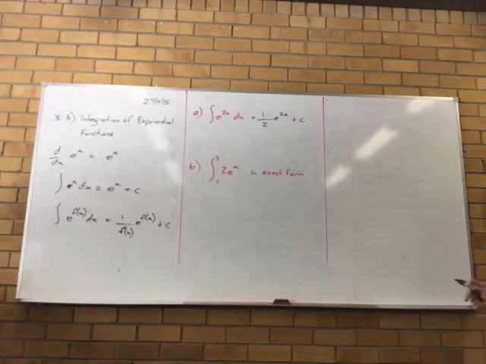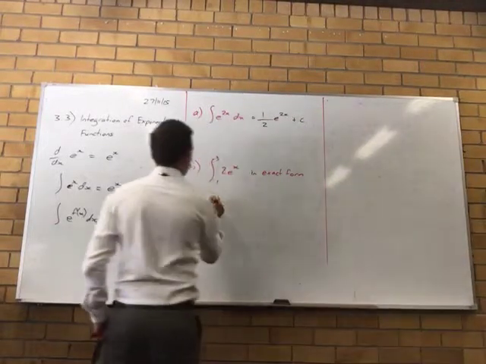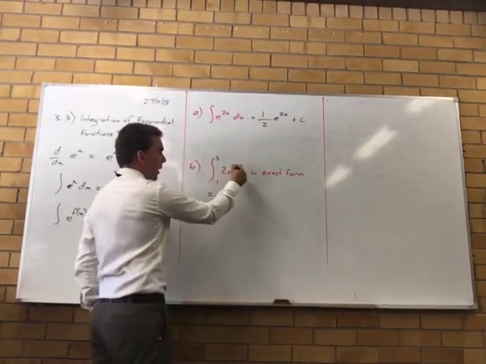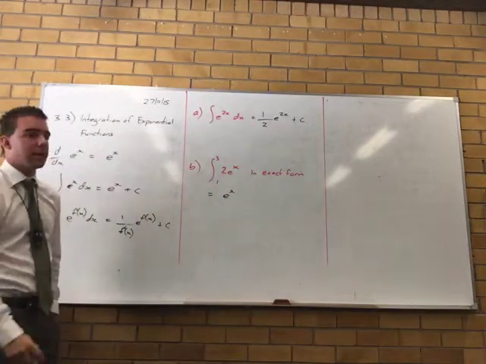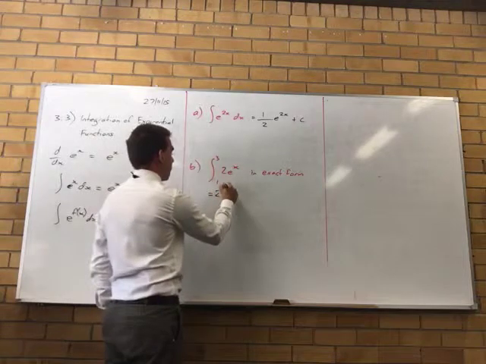Alright, the second one, in exact form. We've got e to the x, so it will stay the same. And because you've got the constant of 2 out the front, we'll also include that too.